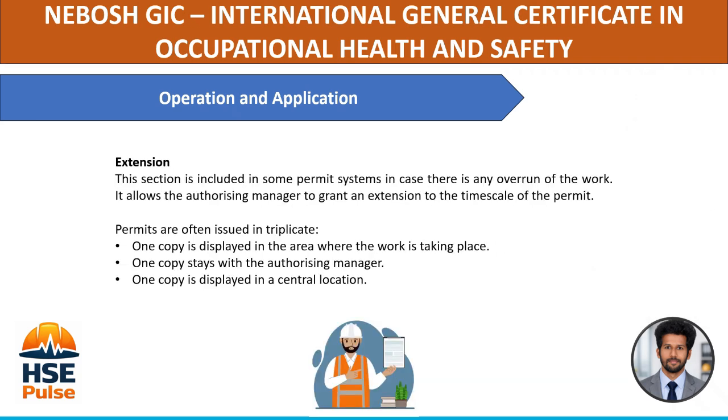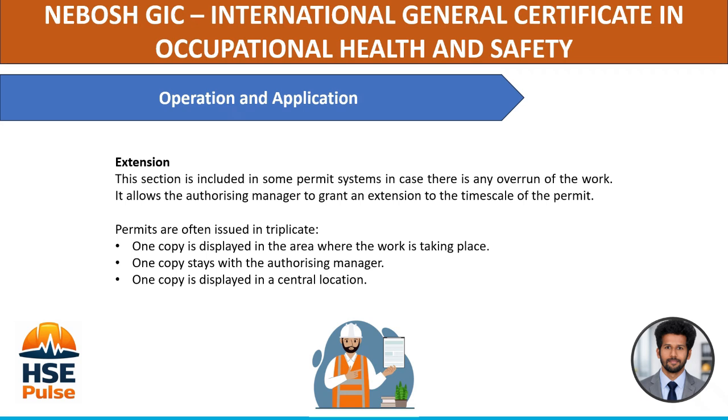Extension. Suppose the permit is issued for 2 hours of work, let's assume. Now within the 2 hours, the expected work can't be completed. Then the person who is executing the job will request an extension. Then it will again go to the authorized person who issued the permit for approval. Further procedures will follow after approval. This section is included in some permit systems in case there is any overrun of the work. It allows the authorizing managers to grant an extension of the timescale of the permit.